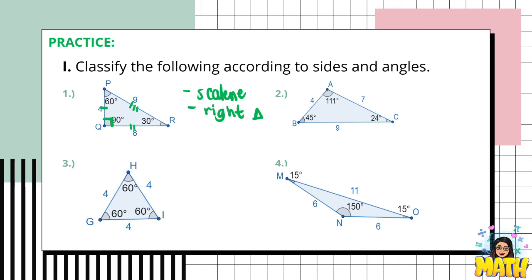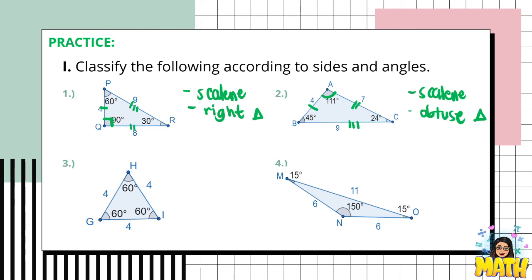For number 2, the sides are not also equal to each other. So this is also scalene. And for the angles, we have 24, 45, and 111. 111 degrees is an example of obtuse angle. Therefore, this one is a scalene obtuse triangle.